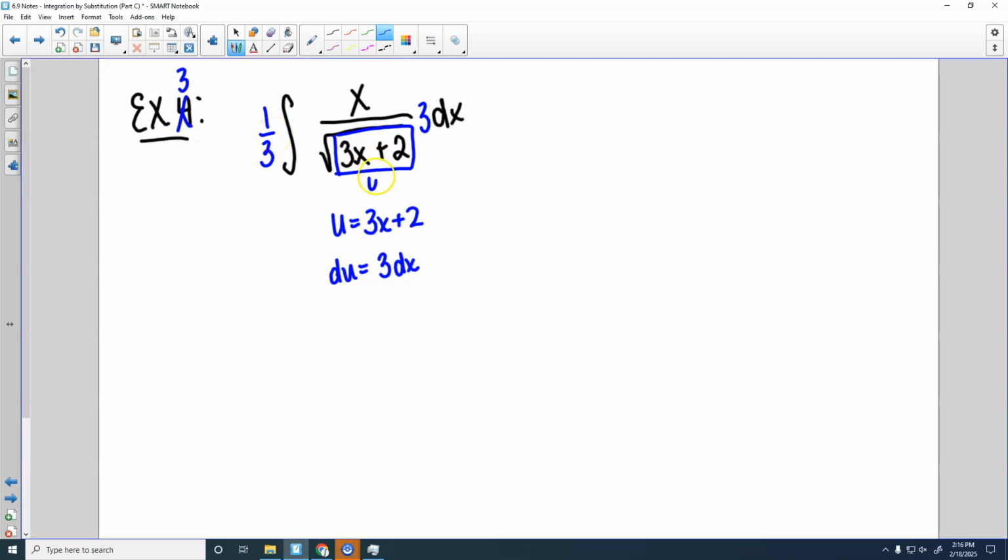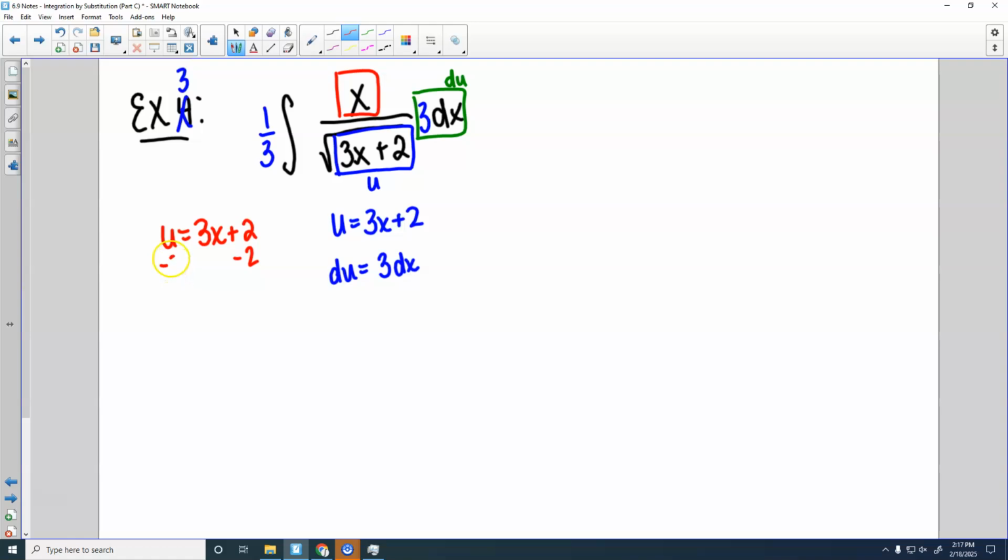And so this part right here is my u. This part right here is my du. But just like that last problem that we did, I've got this x right here. And it has to be replaced because I can't have any other variables besides u or I won't be able to integrate. So we're going to do like we did on the last problem. We're going to take our u equals 3x plus 2 and we'll solve that equation for x so that we can replace that x there.